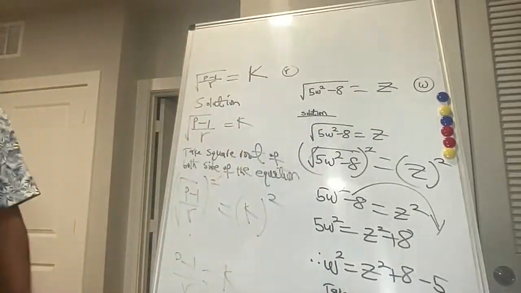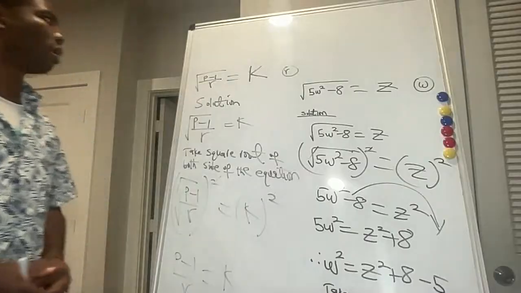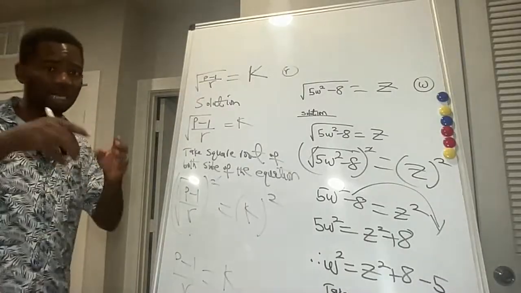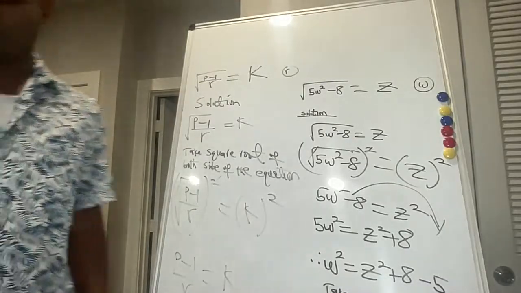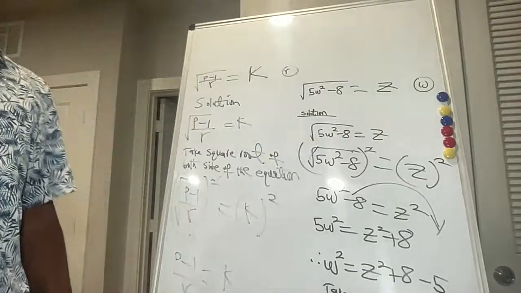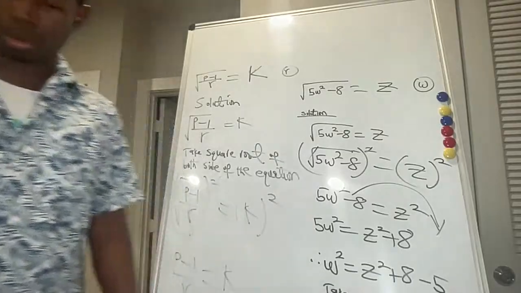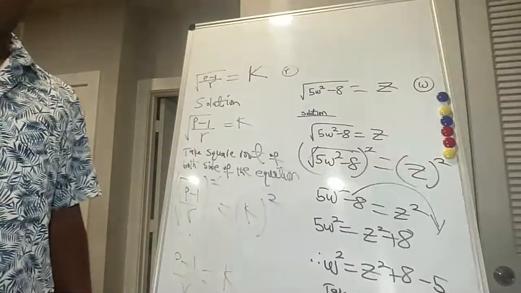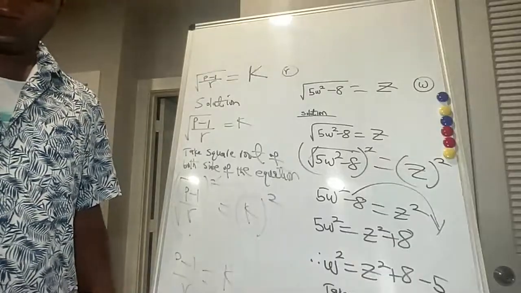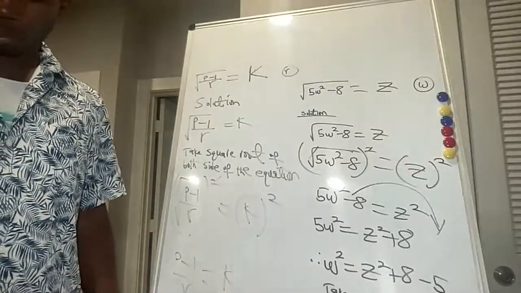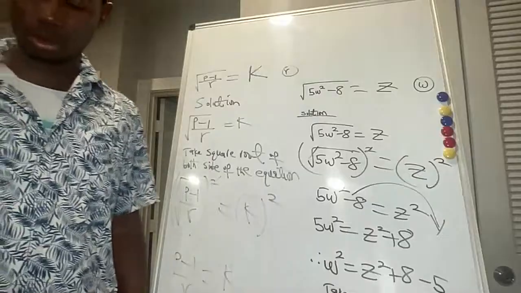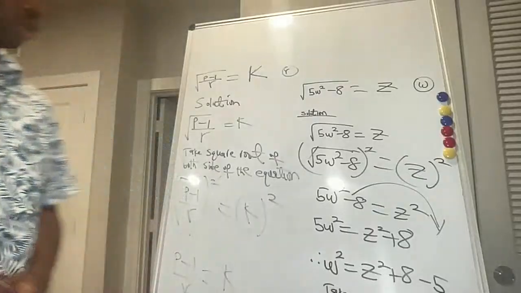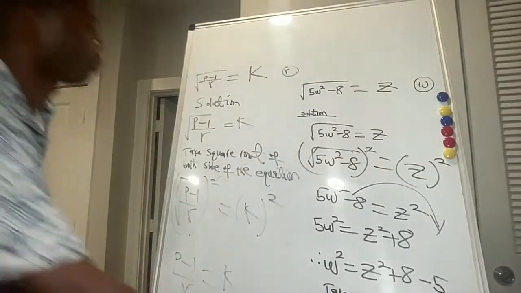So that is how we make a particular alphabet the subject in a given equation. You can make a particular alphabet the subject in a given equation.